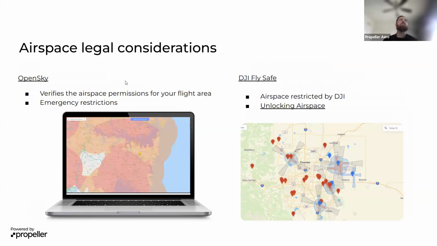So airspace legal considerations continued here. We've got some good resources that we just want to highlight. So OpenSky, you can verify the airspace permissions in your flight area, any kind of emergency restrictions. It's good to check these things before you go fly, building that habit of checking airspace and any kind of temporary restrictions that may pop up. One example is if diplomats or national leaders are in the area, they typically will put up a restricted operating zone for that time period, and you may not be able to legally fly. So just always good to check in on those things.